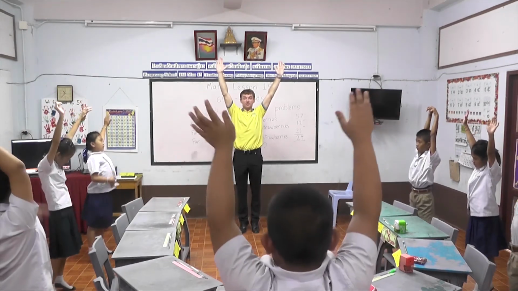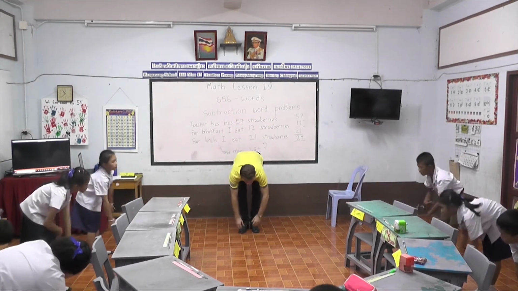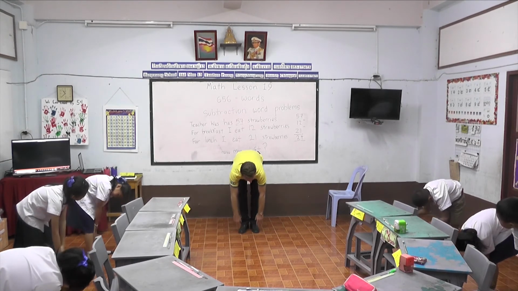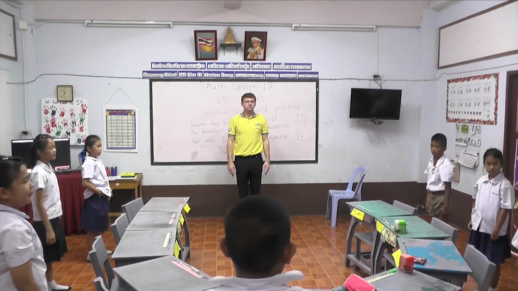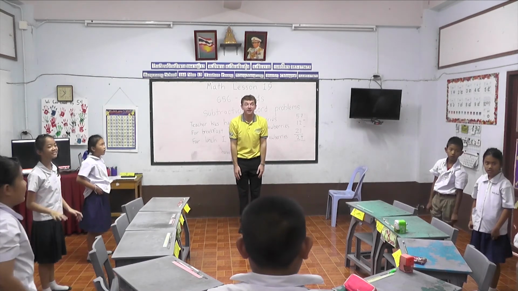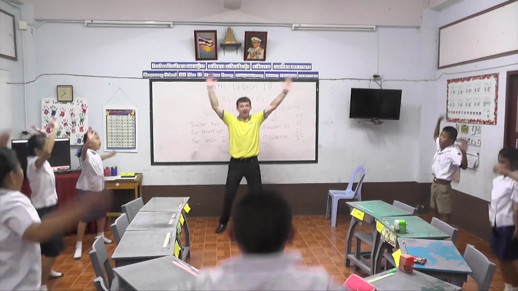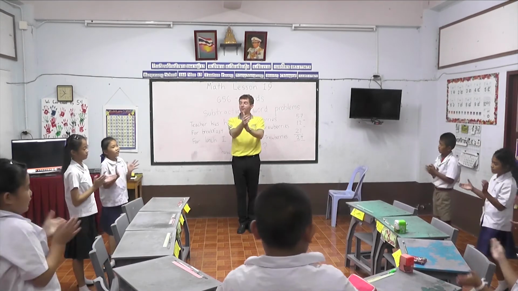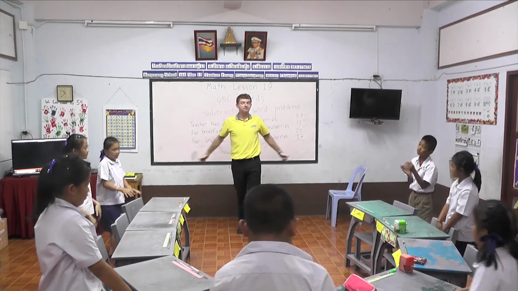Very good. And now we'll just flop down to our toes. And then rise back up to here. How many star jumps? 5. Okay, we'll do 5. Ready? 1, 2, 3, 4, 5. And how many claps? 10. 1, 2, 3, 4, 5, 6, 7, 8, 9, 10. Excellent.